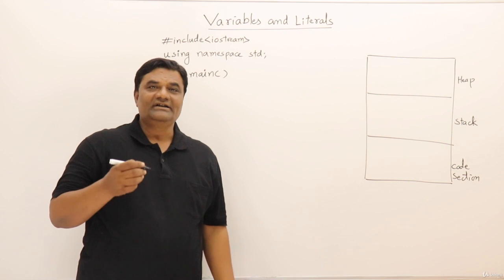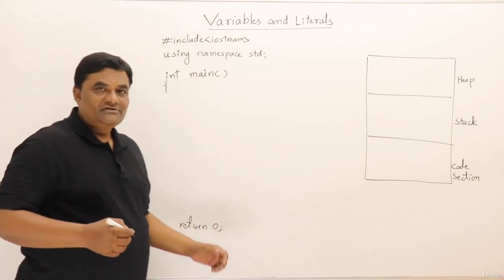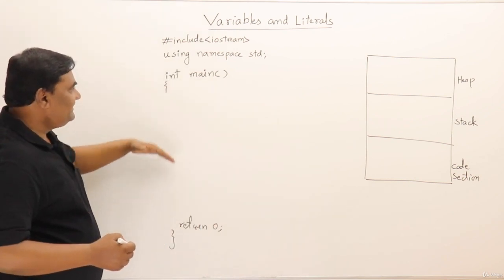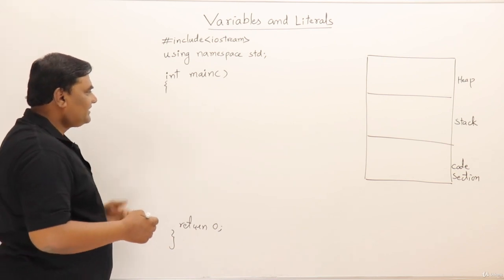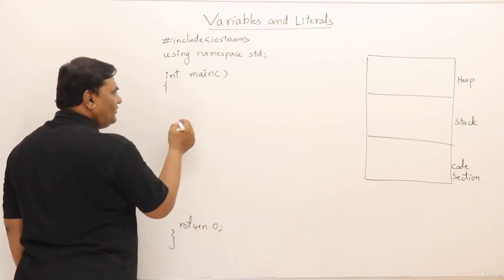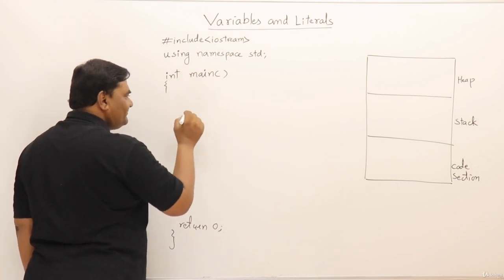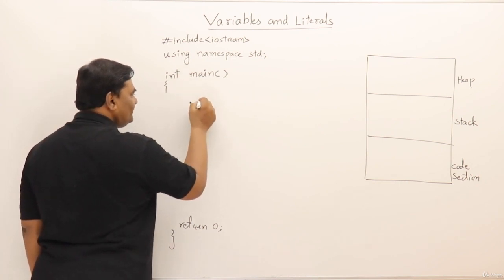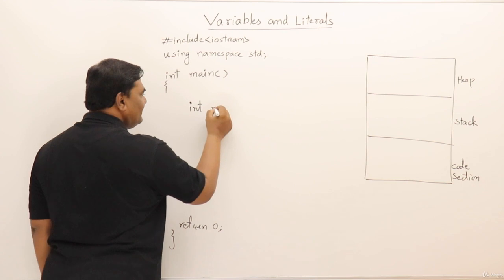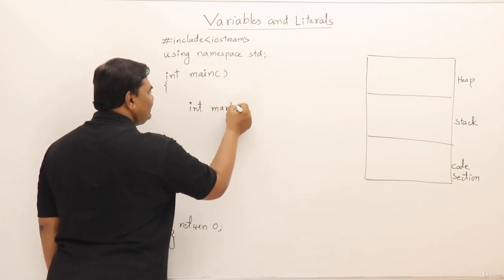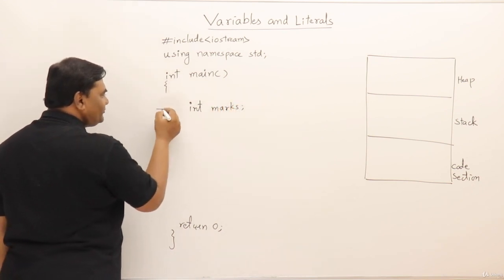Let us see how to declare and use a variable. So for that, I have already kept the skeleton of a program. Now here I will declare a variable. Suppose I want to declare a variable for storing the marks of some subject. So let us say I want to store marks. So int marks. This statement is called a declaration of a variable.